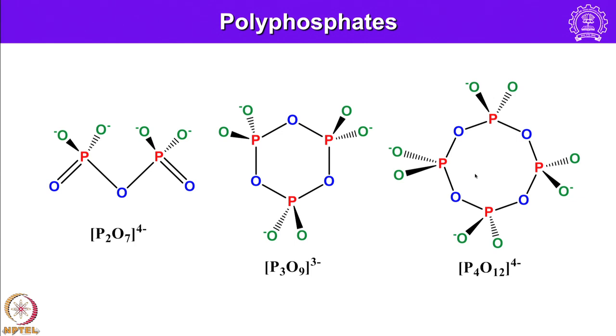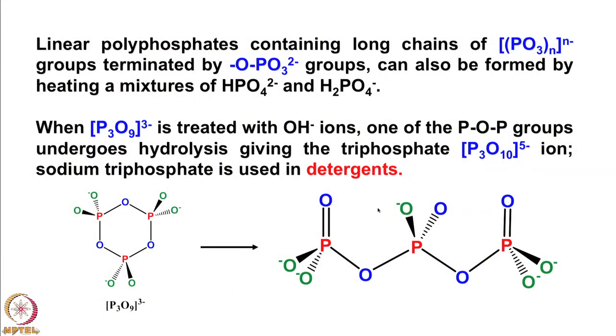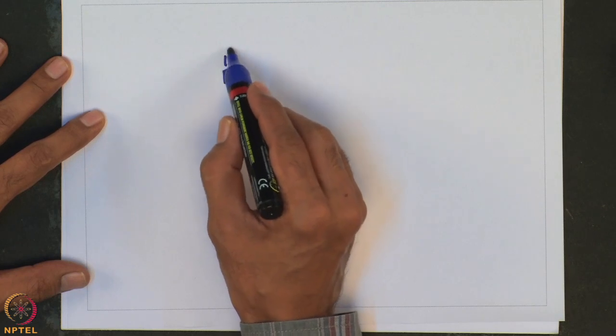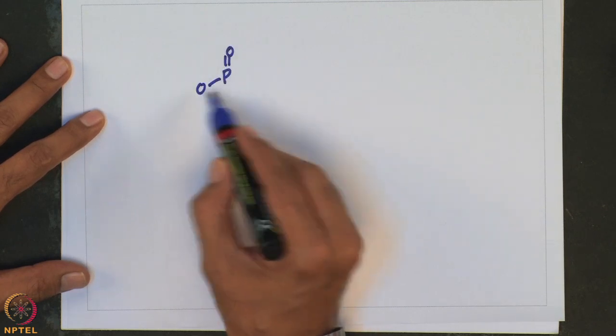They are essentially called polyphosphates, and linear polyphosphates containing long chains of (PO3)n n minus. One can consider here, if you consider this as a monomer, this is PO3 having 1 minus charge. So, one can conveniently show the monomeric unit in this one, something like this.